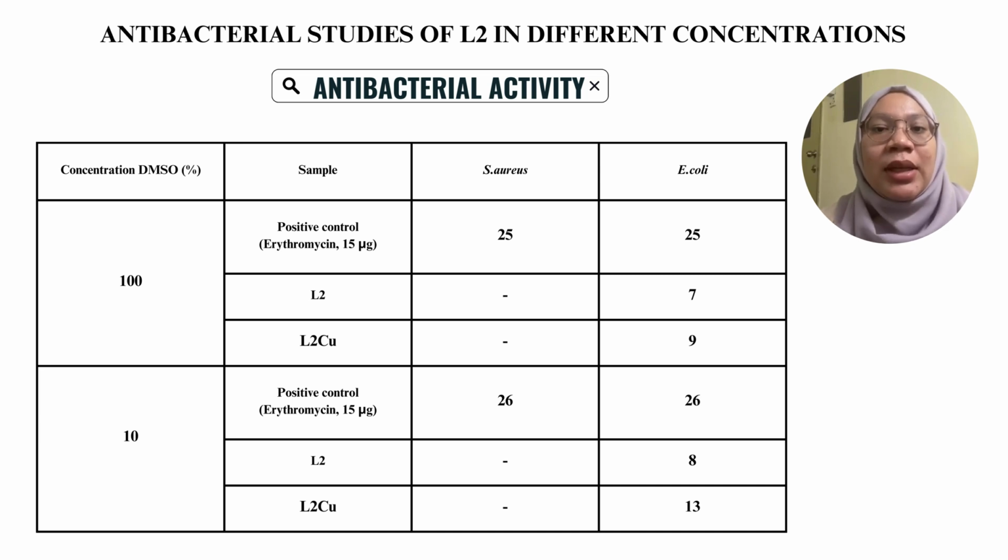From the table, it shows that the antibacterial activity of ligand 2 and its metal complex only shows a positive result against the gram-negative bacterium, which is E. coli, for both concentrations. The negative result for L2 and its metal complex against the gram-positive bacterium may be related to the concentration and sensitivity of the Schiff base against the bacterial agent.